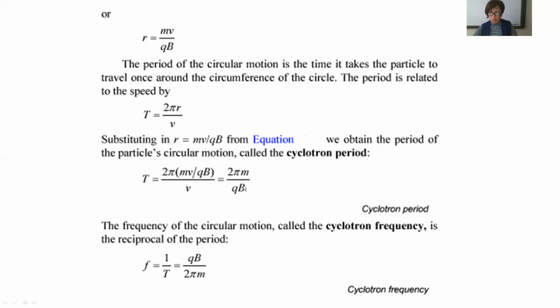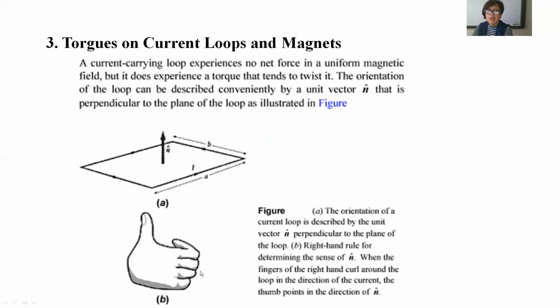We calculated the frequency, the cyclotron frequency. We know the frequency is inversely proportional to the period, and the final formula is qB divided by 2πm. And the third topic, torque on current loops and magnets.